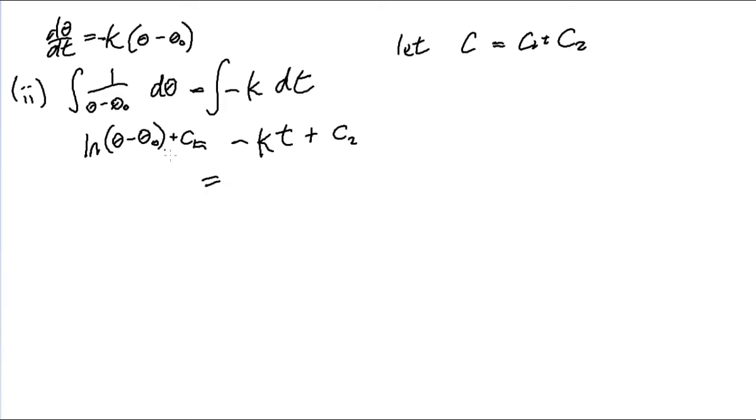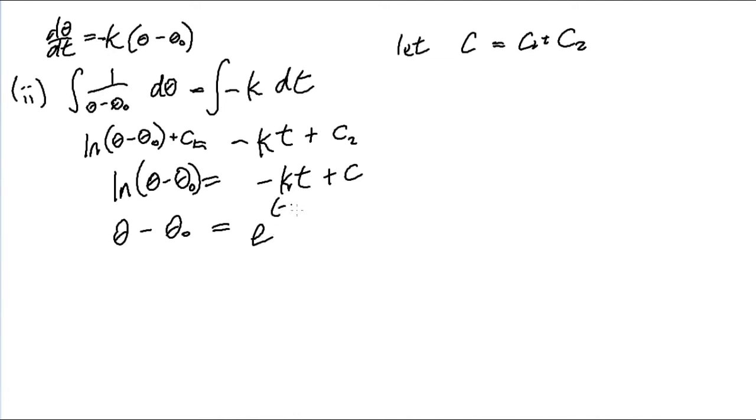And you can combine both of them on either side. It doesn't really matter, but the best choice is to go on the right because we have a natural log on the left. So ln of theta minus theta naught is equal to minus kt plus c. And if we e both sides, the natural log goes away. So theta minus theta naught is equal to e to the minus kt plus c.